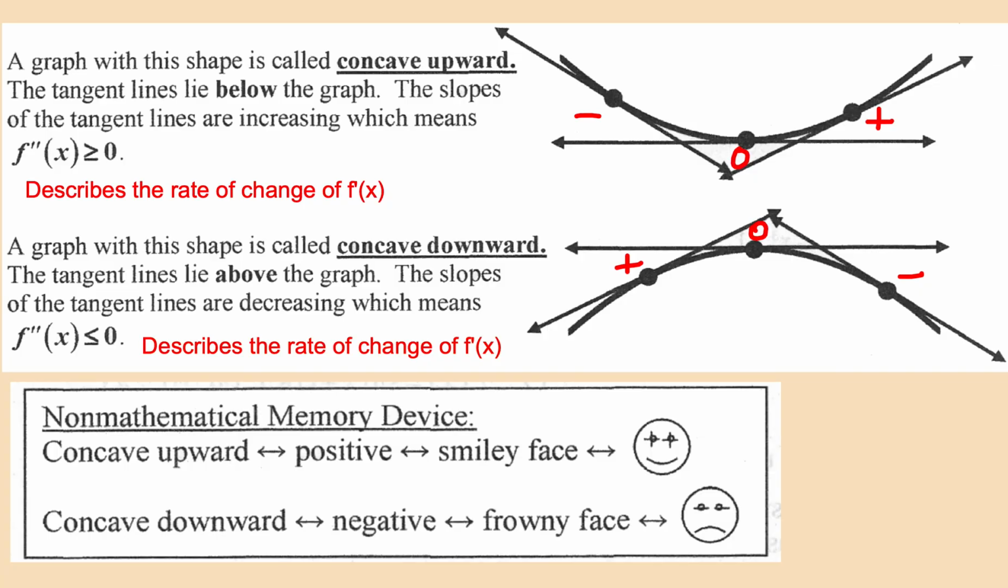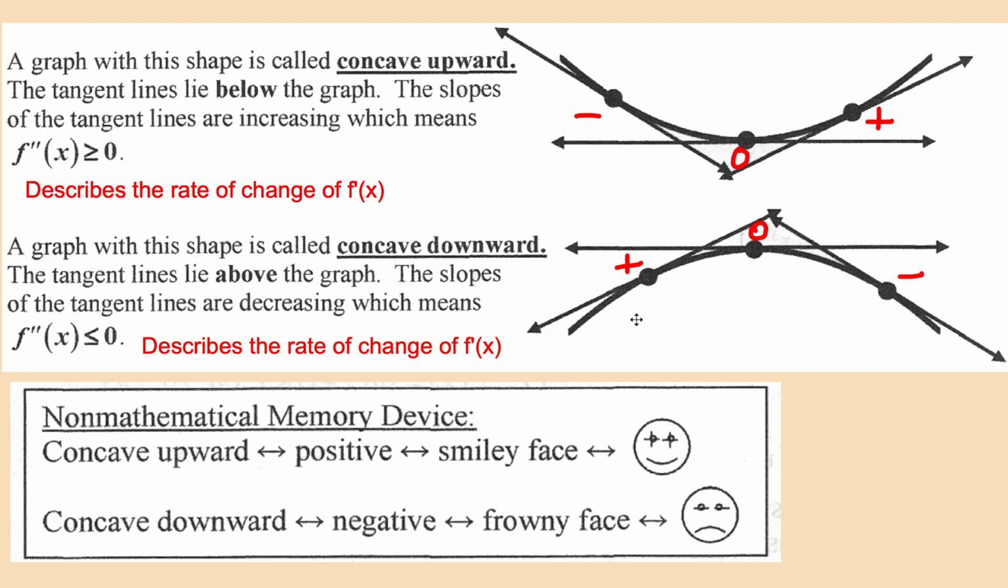A graph with this shape is called concave up. I want you to notice that the tangent lines are below the graph. Going from left to right, the slopes are negative, 0, and then positive, which means the slopes of the tangent lines are increasing. Increasing means that its derivative, the derivative of the first derivative, must be a positive value, because the second derivative describes the rate of change of the first derivative.